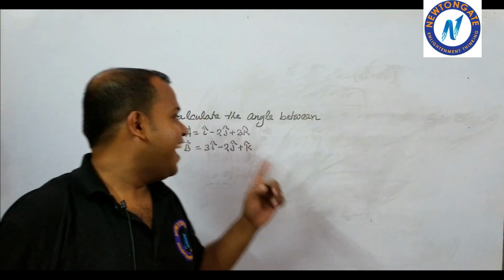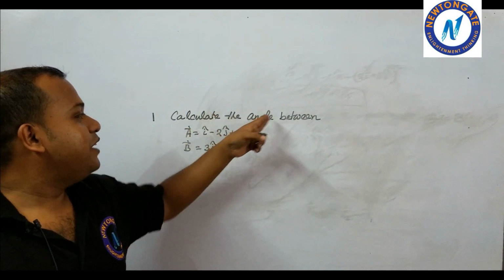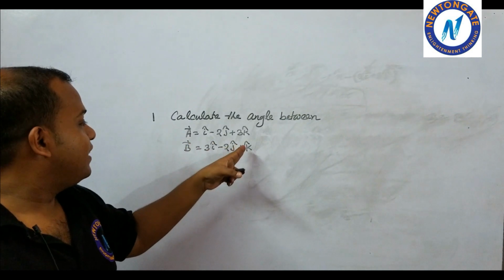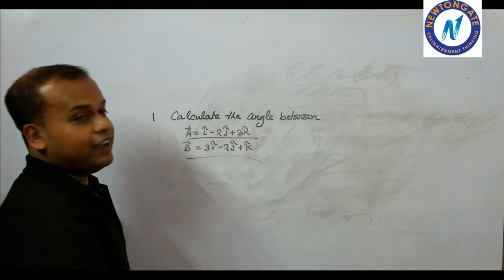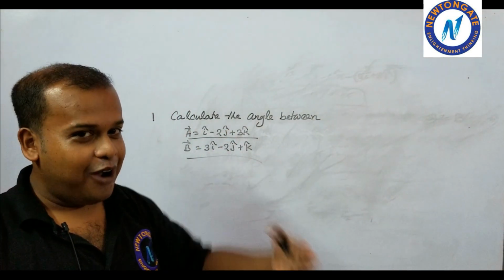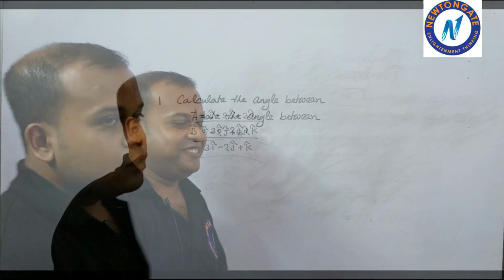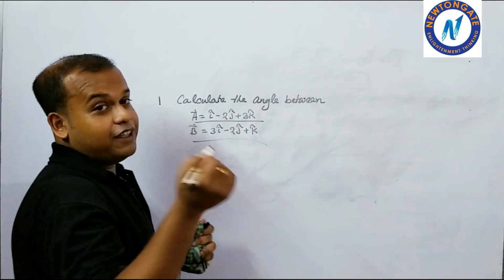So here we have our next question. The next question says to calculate the angle between these two vectors, this is A vector and this is B vector, and we are required to calculate the angle between these two. So how to calculate the angle? Let us find out.